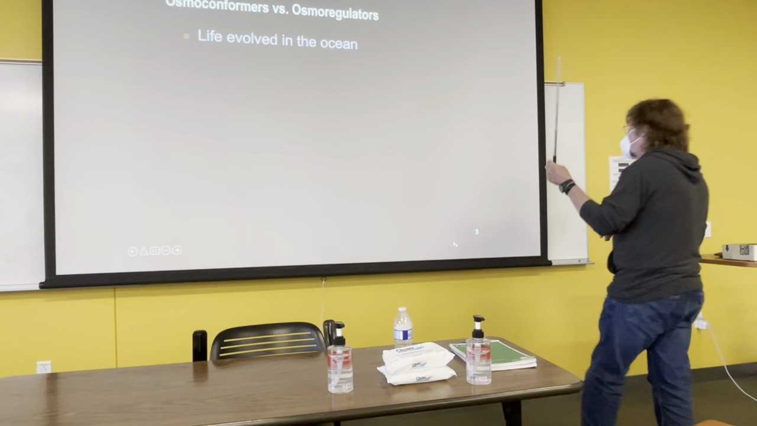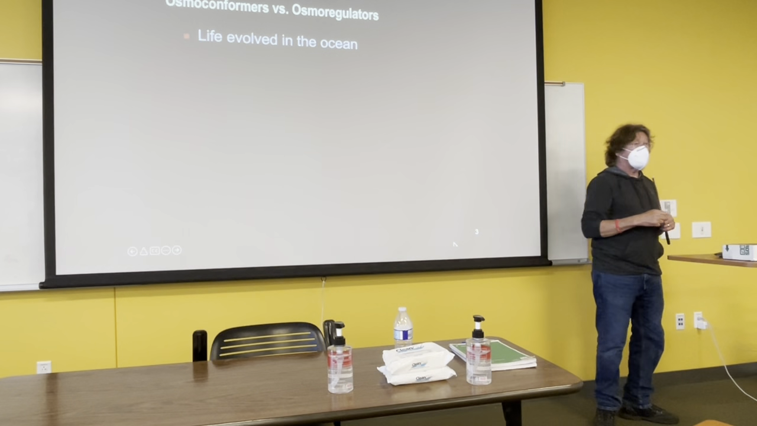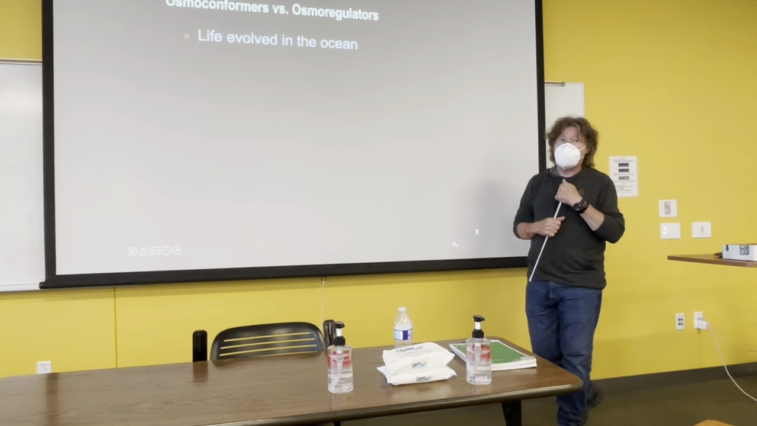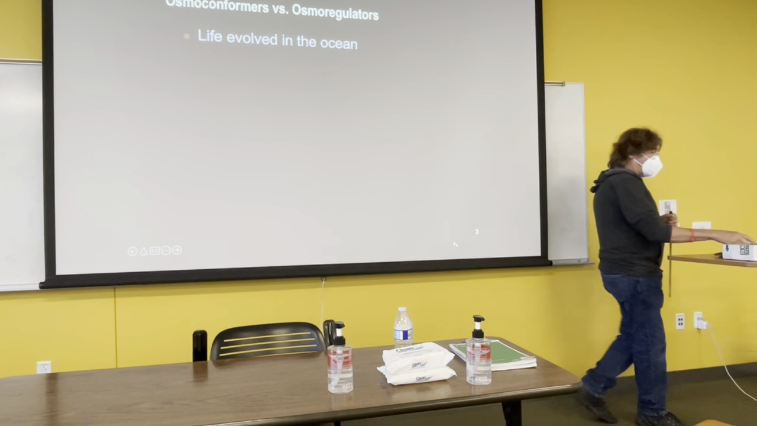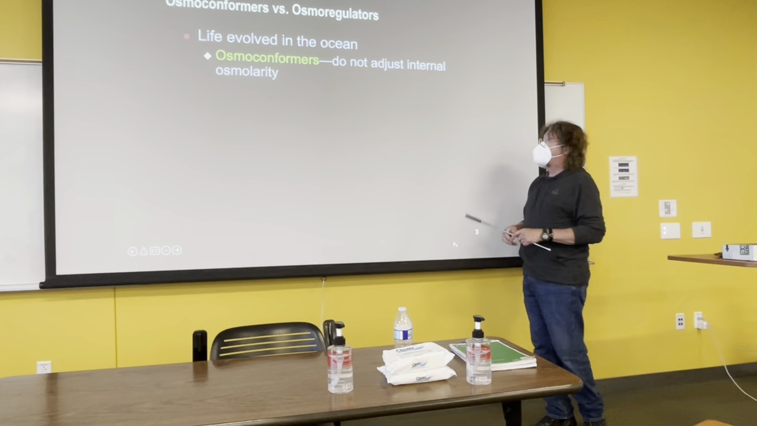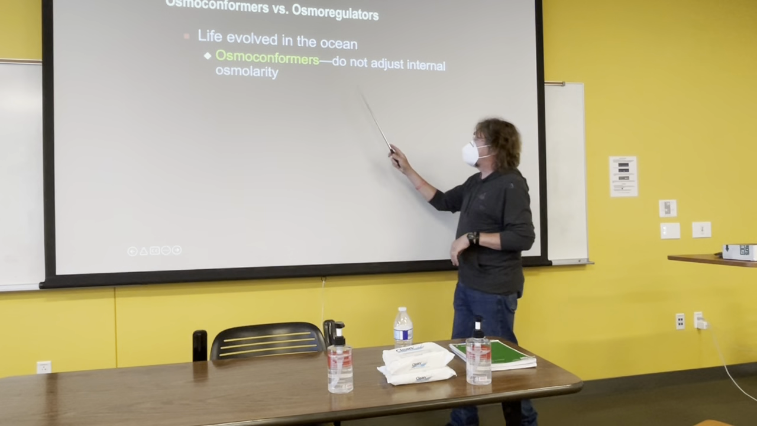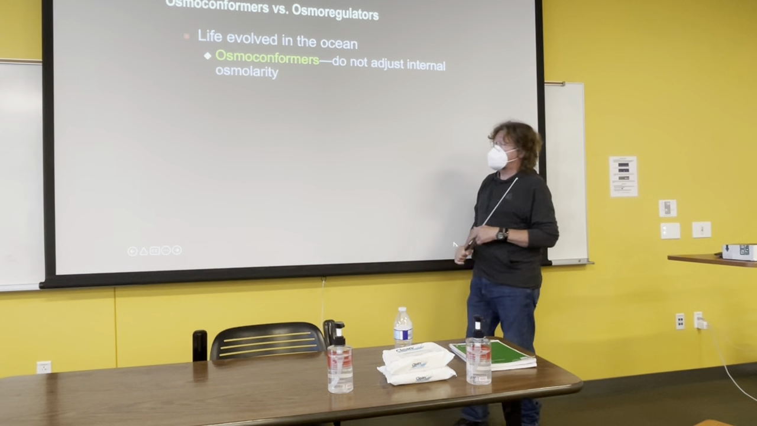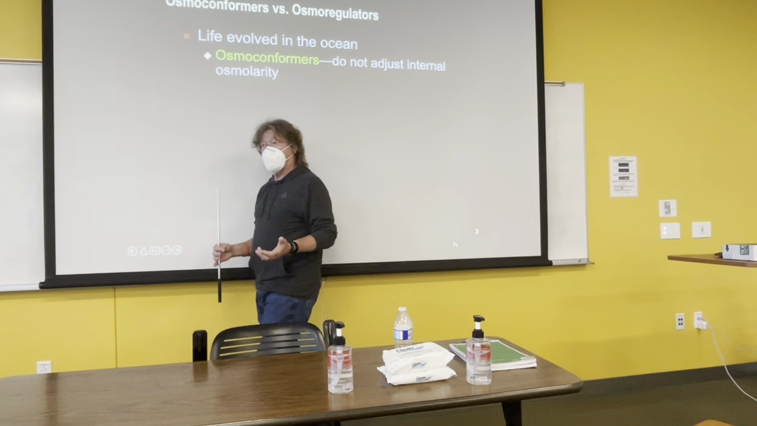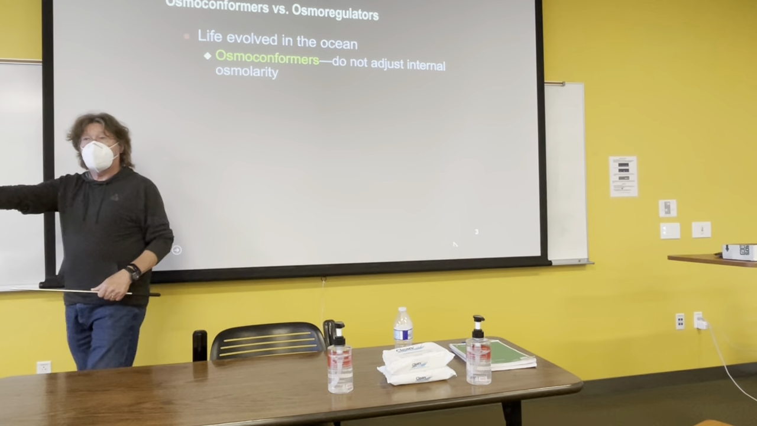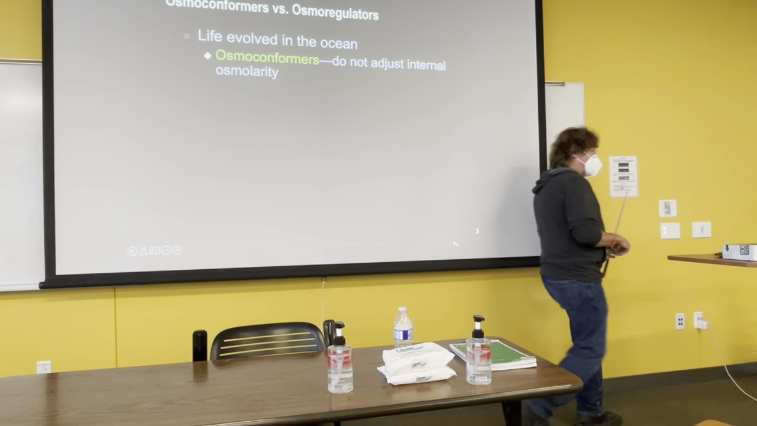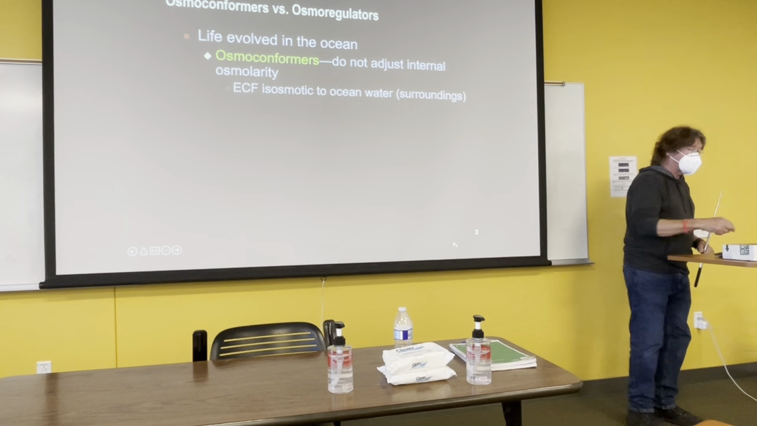All right, so life evolved in the oceans, and the composition of salts in many animals is very, very similar to ocean water. However, terrestrial animals and freshwater animals have changed a little bit. Most of the marine animals are osmoconformers. That means the solute concentrations inside their cells and their interstitial fluids are pretty much the same as outside, in ocean water. Therefore, they don't have to adjust their internal osmolarity.